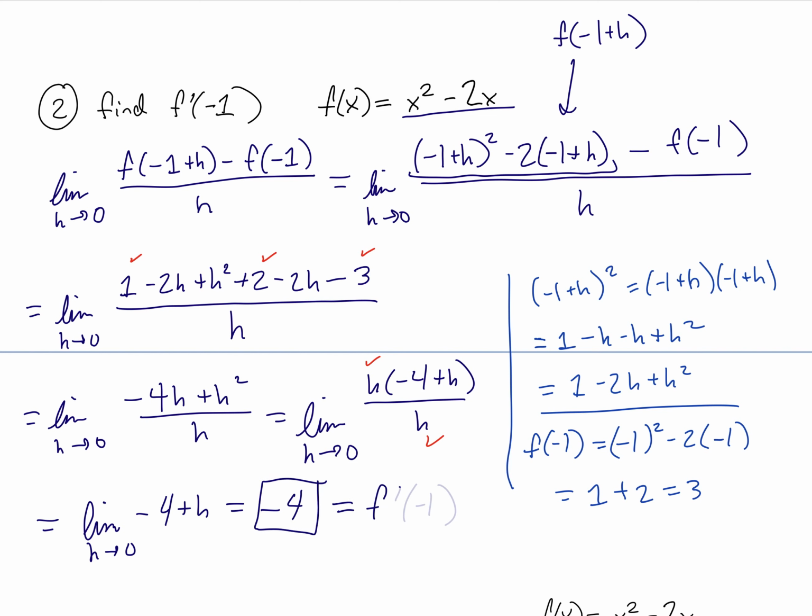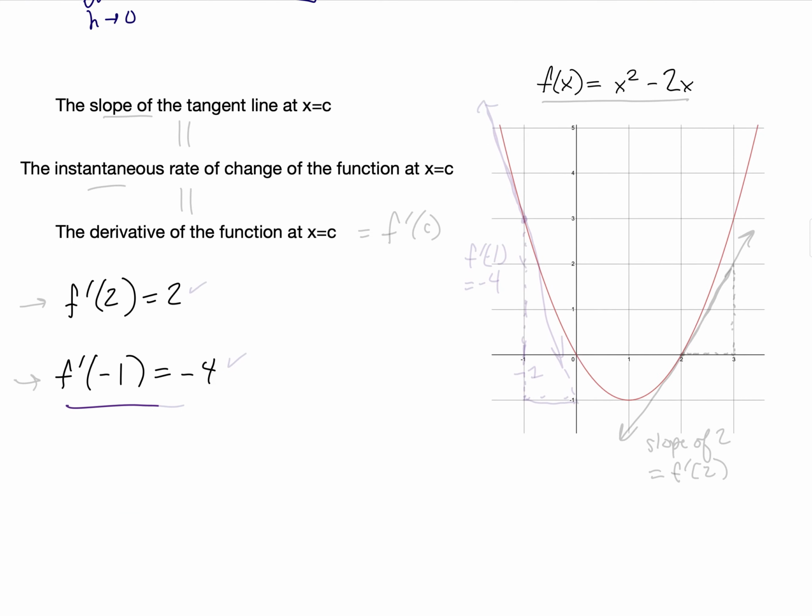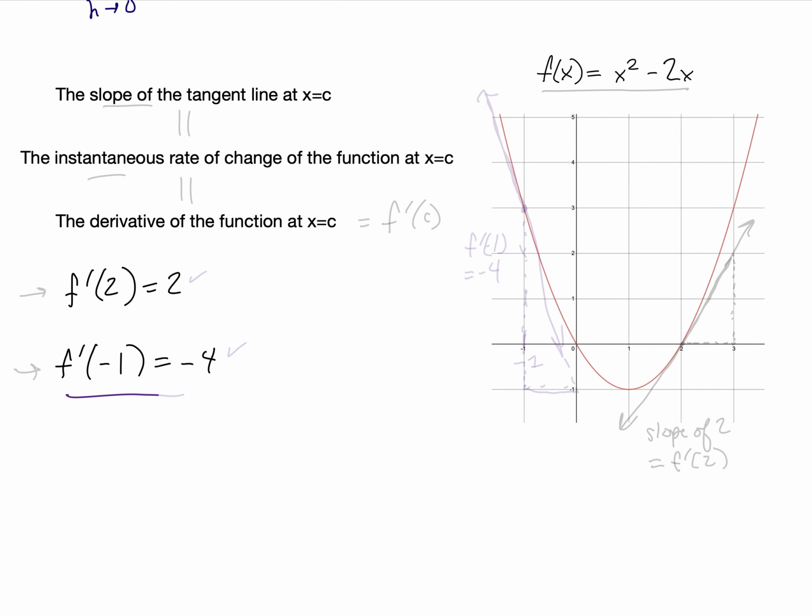And that is f prime of negative 1, the derivative of the function at x equals negative 1. Okay, so let's think back to the 3 different interpretations of the derivative. We saw before that the slope of the tangent line of the function is equal to the instantaneous rate of change of the function at that point, and equal to the derivative of the function at c. So f prime of c is equal to each of those things. We've looked at the definition of the derivative. Let's think about the slope of the tangent line and the instantaneous rate of change of this function that we've been working with, f of x equals x squared minus 2x.